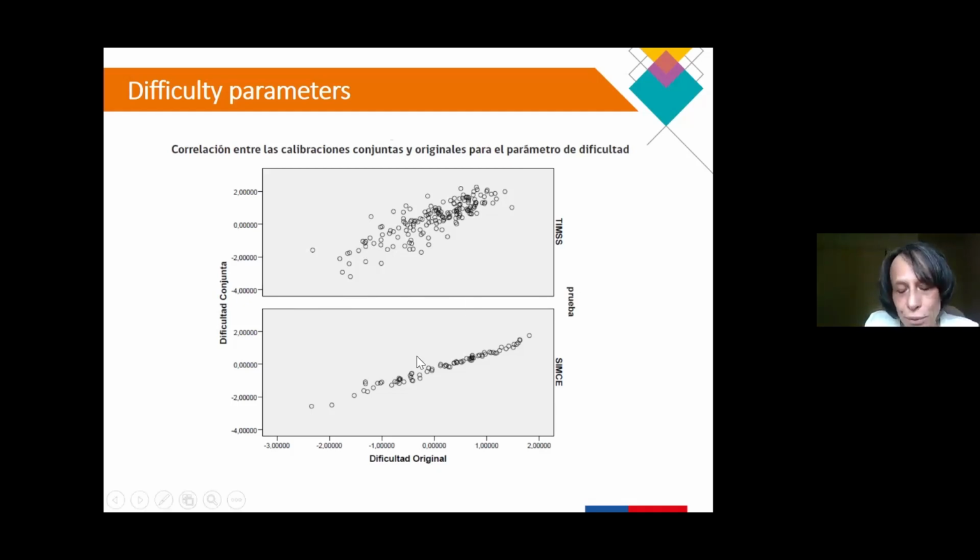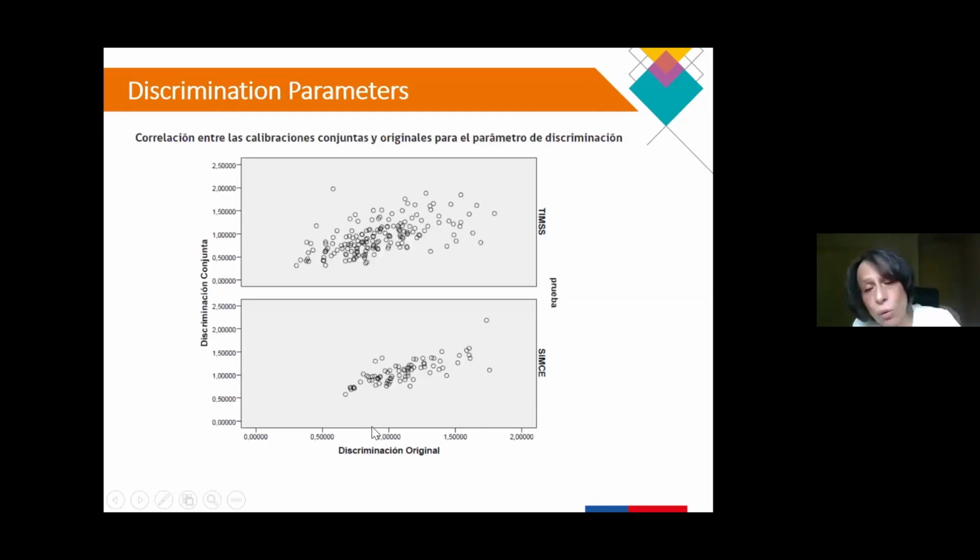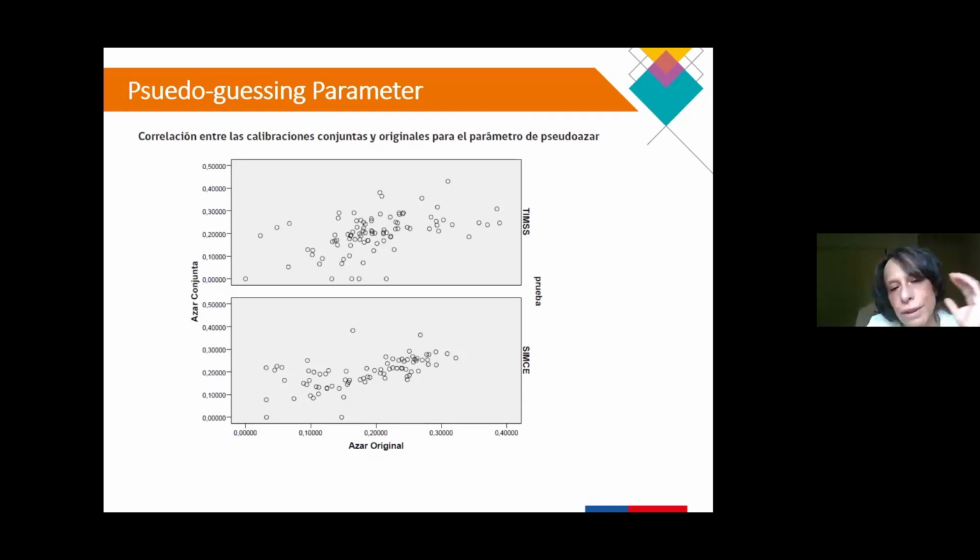But we were very happy that the SIMCE items, the difficulty of the SIMCE items, even if we put them on the same scale as the TIMSS items, we perform very well, actually. Well, for the discrimination, the association was somehow lower, but in fact, for some items, it was very different. And well, that was expected. And with the guessing parameters, of course, there is much more dispersion, and that was expected.